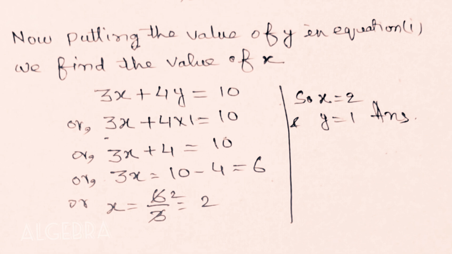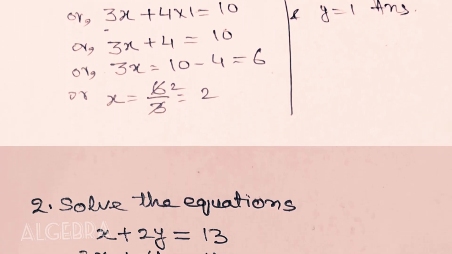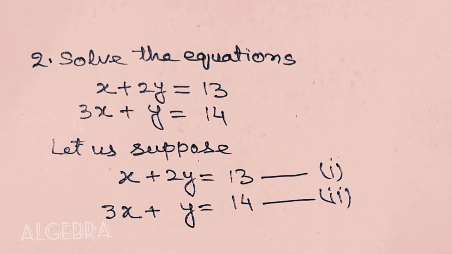Cancel 6 by 3, 2. So x = 2 and y = 1. Answer. 2. Solve the equations. x + 2y = 13 and 3x + y = 14.